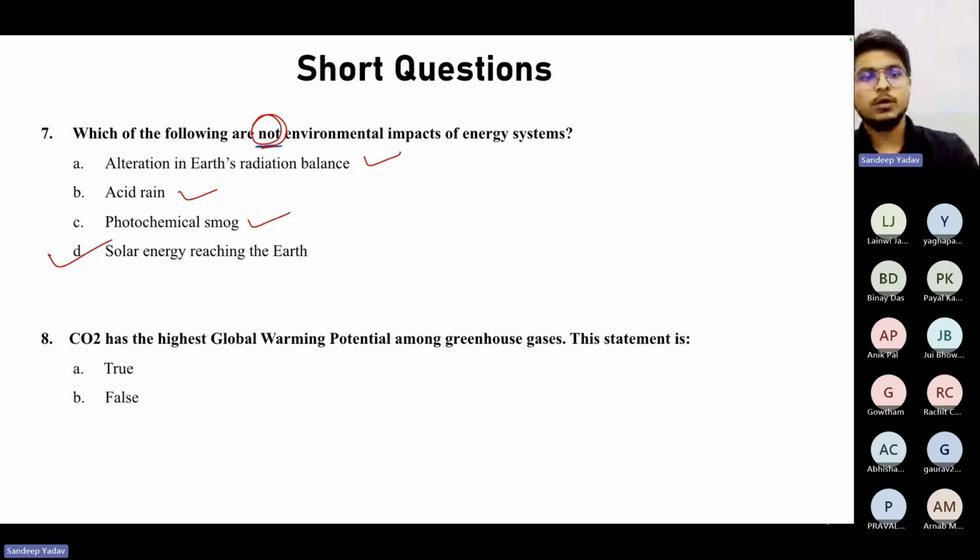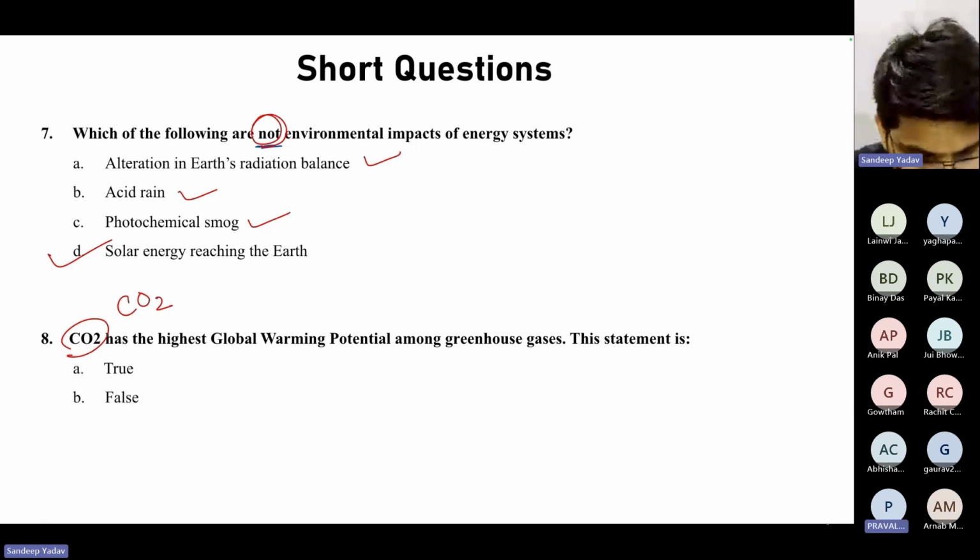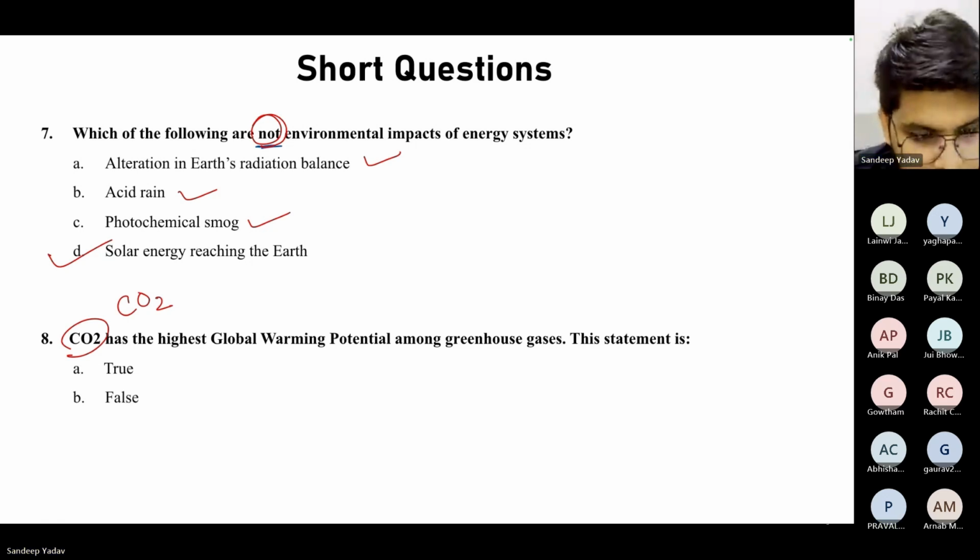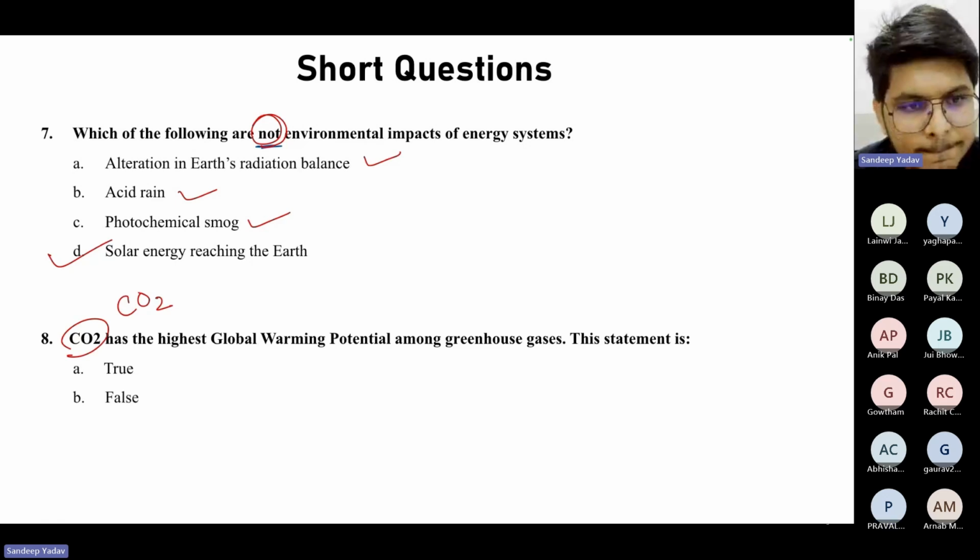I hope not. So let's move ahead to the last short questions we have. CO2 has the highest global warming potential among all the greenhouse gases. That's a very tricky question sometimes. Is it true? So Binay is telling it's false. Anyone other than him want to answer that question? False. So yes, that statement is false.